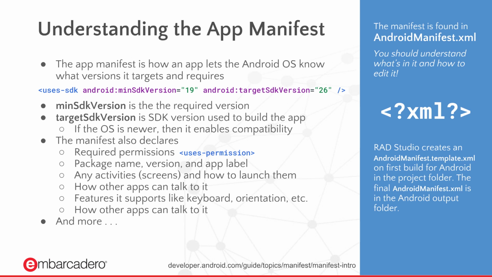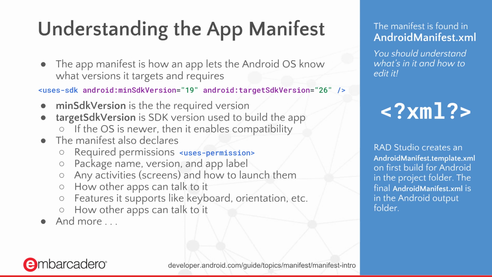Also, though, there is a lot of other stuff that is in the manifest. So, for example, all the permissions are listed there as uses-permission, package name, version, app label, any activities. By default, Delphi and C++Builder typically just have single activity applications, but you can have multiple activities. If you have intents that you are receiving, that's in there. Intents are a way to send messages between applications. Also, if you're doing a broadcast receiver, that's in there. The fact if your app is compatible with keyboard, different orientations, etc. There's a lot of useful information in there.